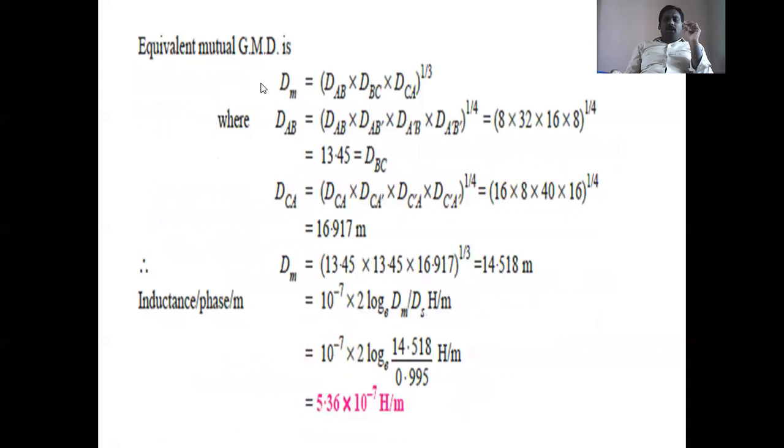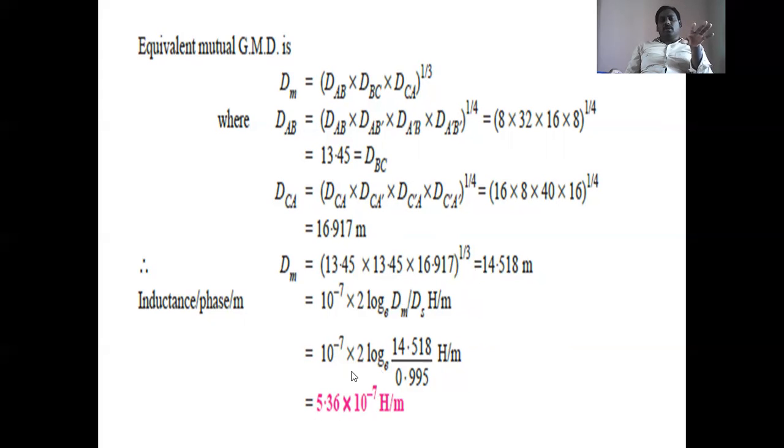So next, the equivalent mutual GMD. The formula is Dm equal to the cube root of Dab, Dbc, Dca multiplication. Dab is Dab into Dab', Da'b, Da'b', all to the power of 1 by 4. We can substitute the distances and calculate the Dm value. So then finally, the inductance per phase per meter is 10 to the power of minus 7 into 2 log e Dm by Ds Henry per meter.